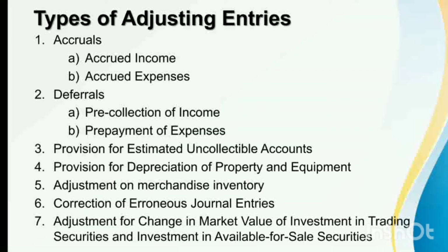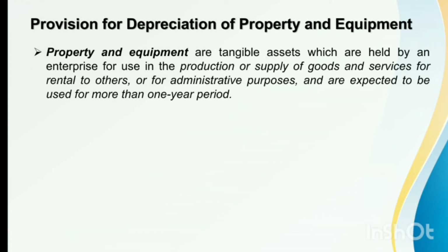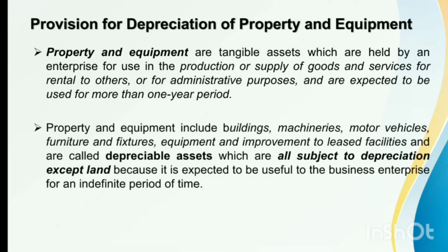We will now proceed to the next type of adjusting entries, and that is provision for depreciation of property and equipment. The property and equipment are tangible assets which are held by an enterprise for use in the production or supply of goods and services, for rental to others, or for administrative purposes, and are expected to be used for more than 1 year period. The property and equipment include buildings, machineries, motor vehicles, furniture and fixtures, equipment, and improvement to leased facilities. And these are called depreciable assets because they are all subject to depreciation. The exemption to that is the land.